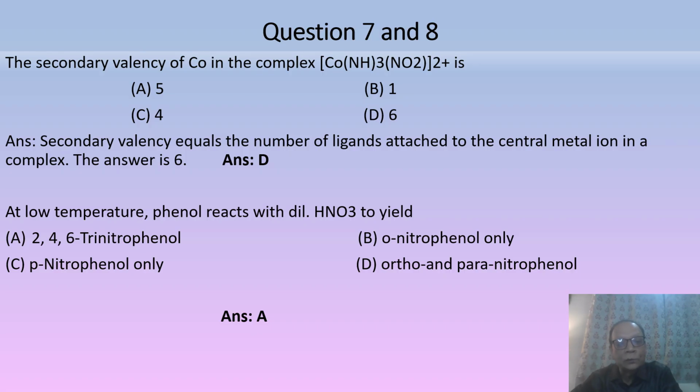At low temperature, phenol reacts with dilute HNO3 to yield... Now this will make you recall and scratch your memories a little bit. So the answer is 2,4,6-trinitrophenol. Not nitrophenol only, not paranitrophenol only, not ortho and paranitrophenol, because both ortho positions and the para position will be attacked. So the answer is A. It is 2,4,6-trinitrophenol. I hope you got it correctly.